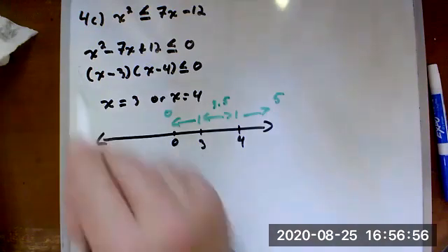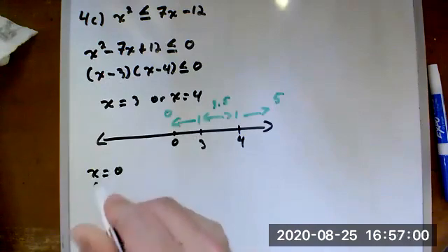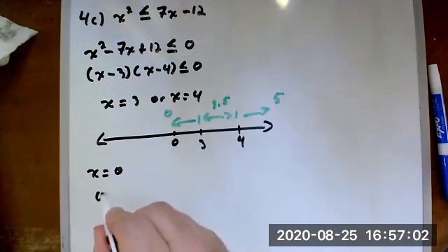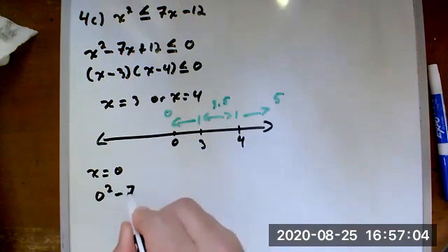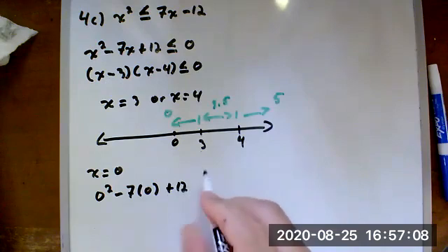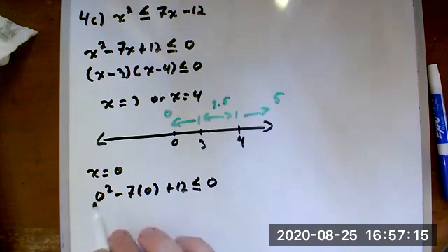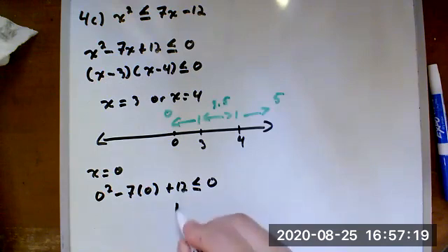Having set that up, we're going to put these into the equation. I'll start off with 0, because it's the easy one. This tells us 0 squared minus 7 times 0 plus 12. Is that going to be less than or equal to 0? And the answer is no. 0, 0 leaves me with 12 less than or equal to 0, so no.